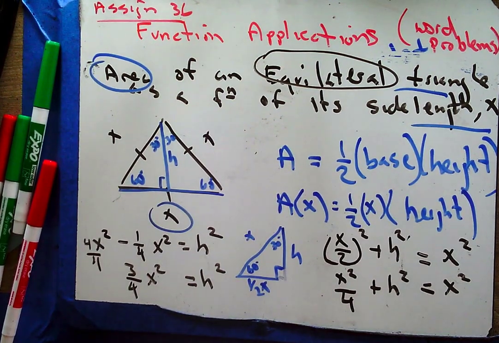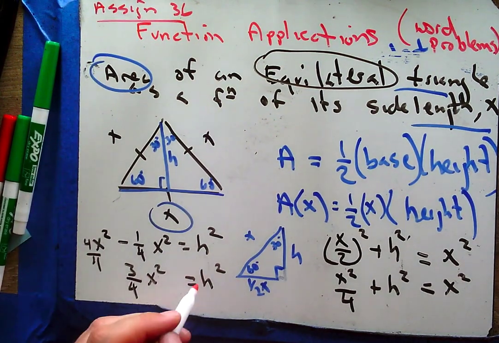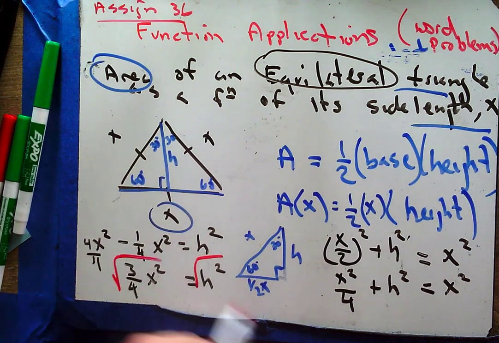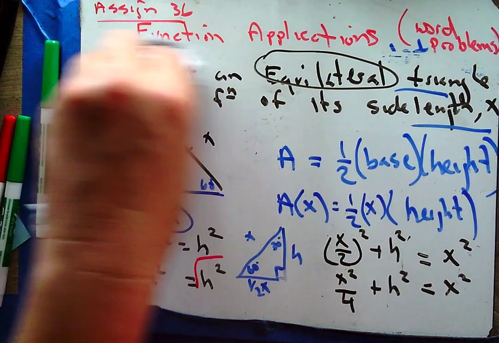But we're not looking for h squared, we're looking for h. So we still need to take the square root of both sides. Well, what's that going to get me? Well, let's take a look.